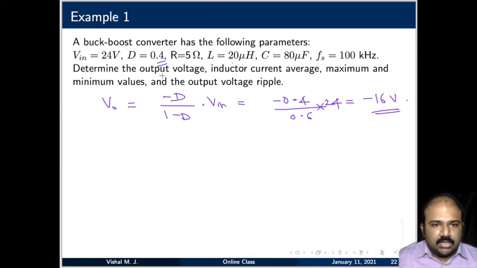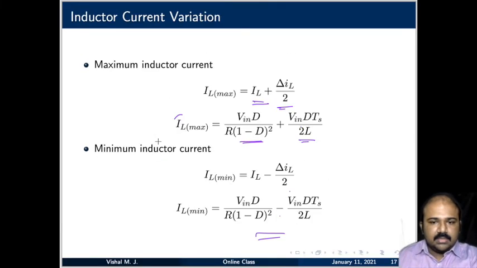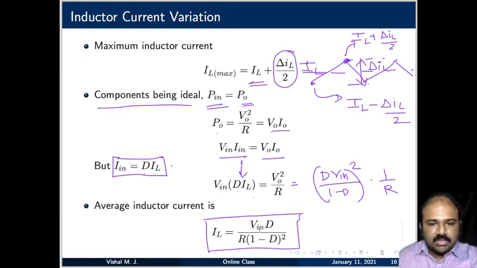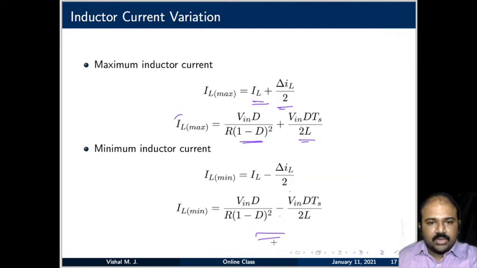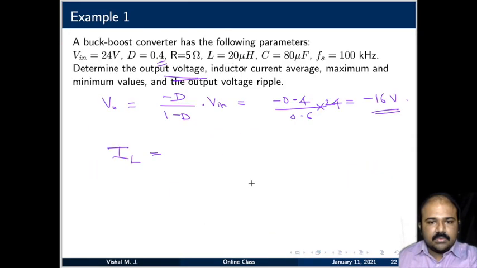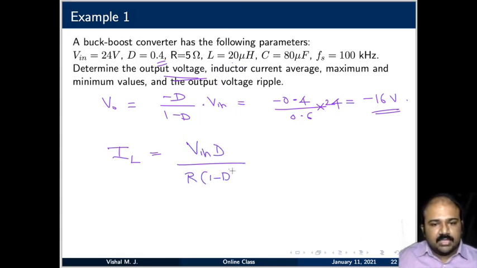Now we have calculated the output voltage. Now what is the average inductor current? We have a formula for that: V in into D by R into (1 minus D) the whole square. If you are not comfortable remembering this formula, you can derive it also. Absolutely fine. If you understand the concept, you can derive any formula. Just to save some time, I am not going through the derivation once again. I am using the formula straight away.